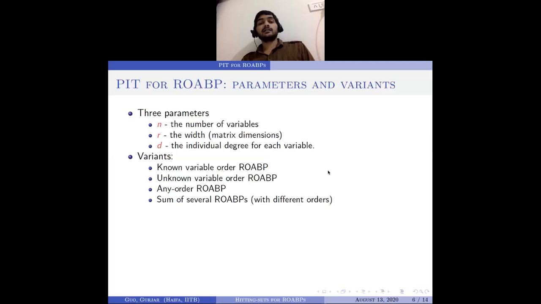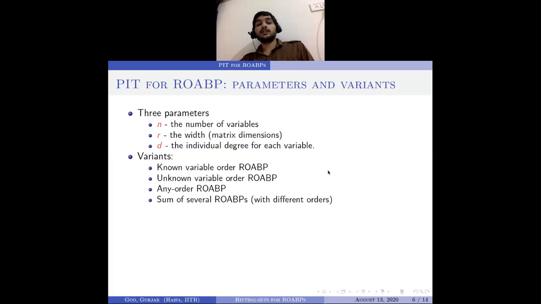And what are the variants? As we have talked, one variant is when you know the variable order. Another variant is when we don't know the variable order and you have to work with the assumption that the variable order could be anything. The third variant is any order ROABP. What this means is that your given polynomial has an ROABP in every possible order of variables. That's what we call any order ROABPs.